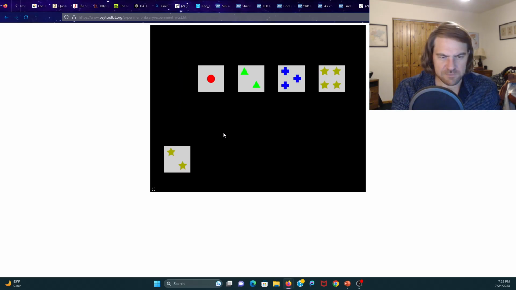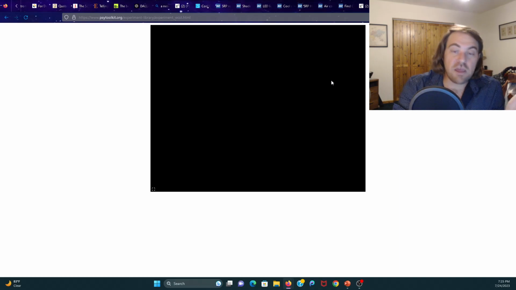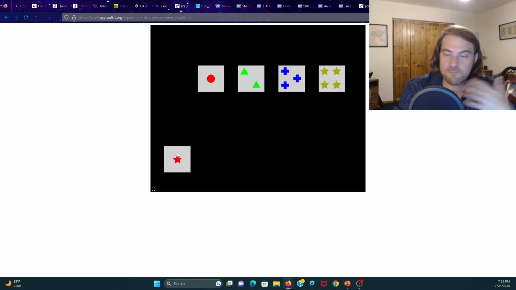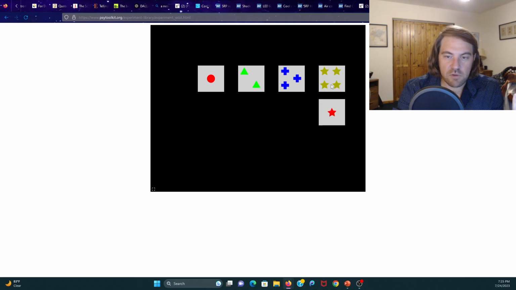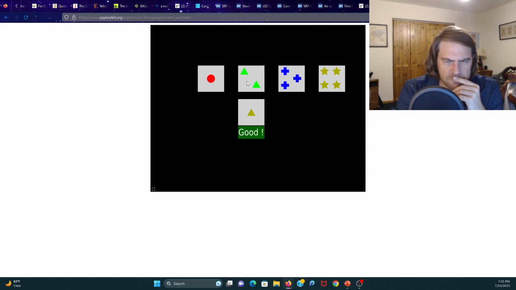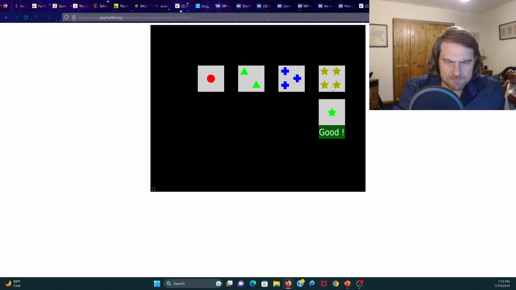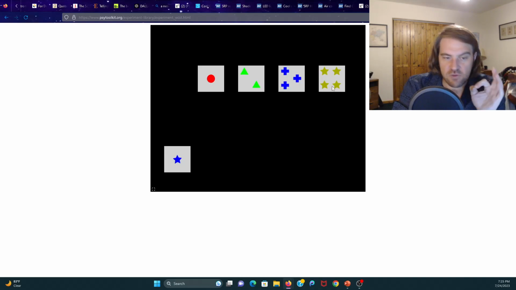Okay, so the match here could either be number or color. Color and shape are the same. I'm going to go with that one. Good. So it's either color or shape. So now we just have to figure out, is it color or shape? Let's do shape. All right, so triangle. And now we're in. Now we just keep matching the shape until they change it on us.